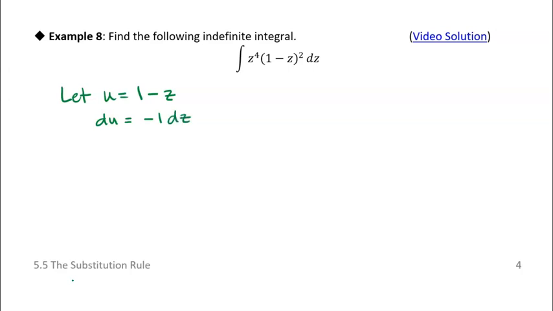And now I could rearrange that. I could say this was a negative 1 times du is equal to dz. But now if I go back up to this integral and I try to make that substitution, I've got the z to the fourth out here and I don't know what to do with it. If I try to substitute that, I don't know what to do with the z to the fourth, right? How do I get that z to the fourth?